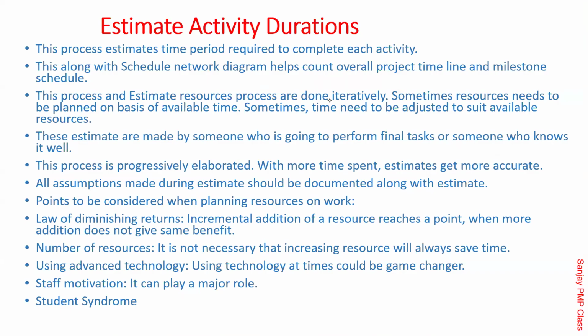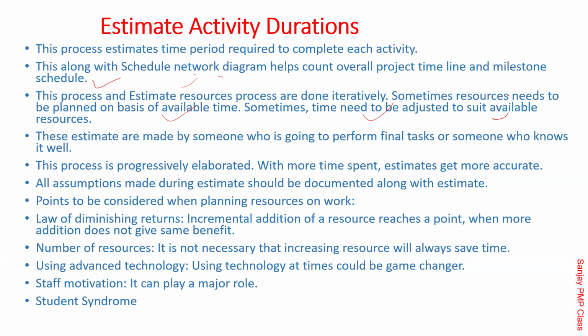I mean, we need not read the slide for that, isn't it? Correct, friends? But we'll still read the slide. Now, what I'm trying to say, practically doing this is very easy. Correct, Maria? That's how we do it. Now look at it here. This process and estimate resource process are done iteratively. Sometimes resources need to be planned on the basis of available time. Sometimes time needs to be adjusted based on the available resources. Are you getting this? That's what this bullet is saying. Either do it 5 multiplied by 8 is equal to 40, or do it 40 divided by 3 is equal to whatever.